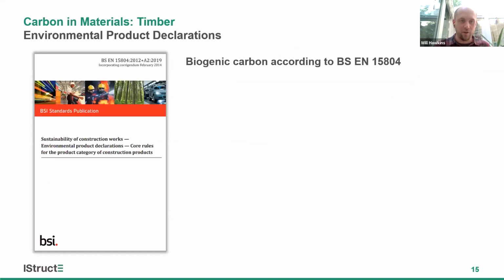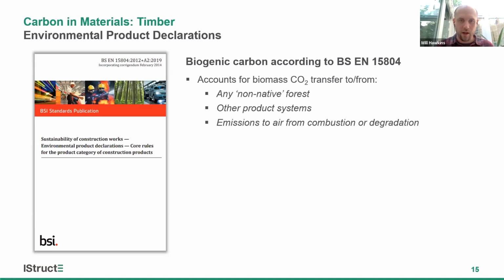Okay, so how does that get dealt with in terms of environmental product declarations? This document here, BS EN 15804, is the guideline or the standard that governs the production of environmental product declarations. It has quite a lot to say about biogenic carbon. So it describes this as accounting for biomass CO2 transfer to or from any non-native forest. So that would typically include a plantation where most timber would come from that we'd be using. Any other product system, so if you're using recycled timber or if your timber becomes recycled at end of life, that's a biogenic carbon transfer, or emissions to air from combustion or degradation.